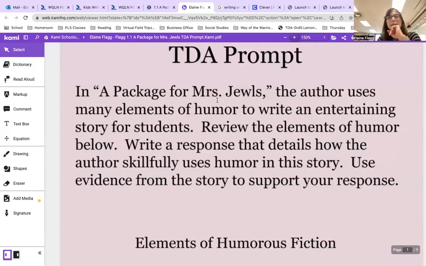In A Package for Mrs. Jewls, the author uses many elements of humor to write an entertaining story for students. Review the elements of humor below. Write a response that details how the author skillfully uses humor in this story. What are they asking us to do? To describe how the author uses humor in the story.